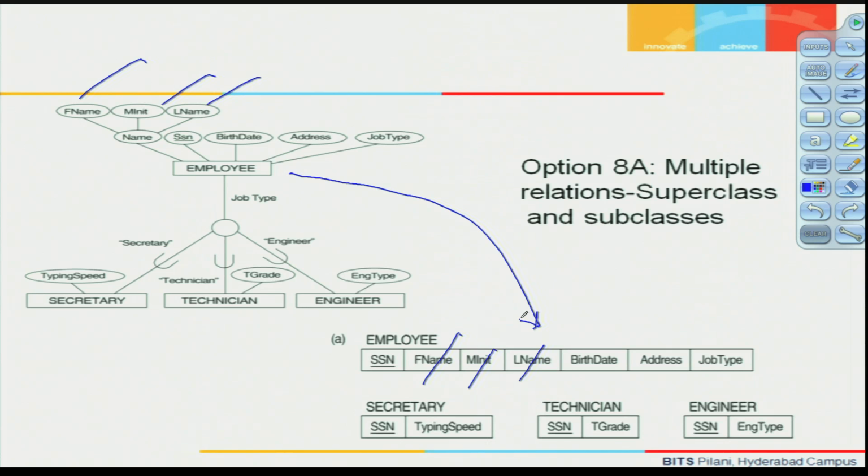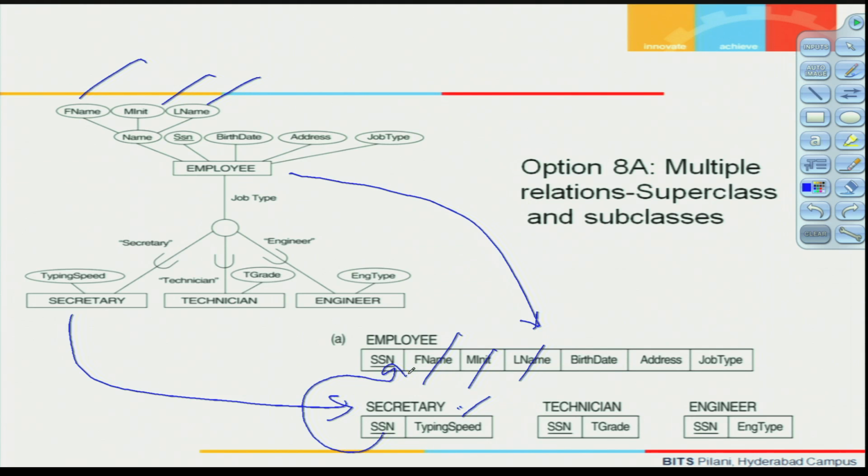Now we need to map the subclasses into relation schemas. For the secretary subclass, I create this table or relation, and the specific attribute typing speed is included as an attribute, and then I also include an attribute which is a foreign key which will point to the SSN of the employee table, because every secretary is an employee. So definitely he will have all the attributes that are part of the superclass.